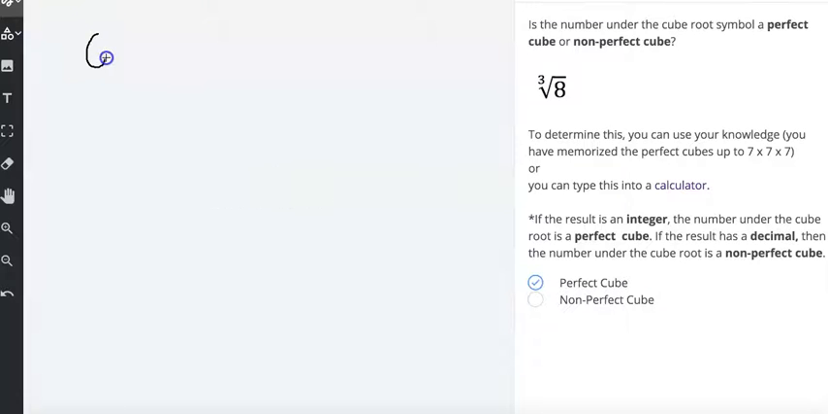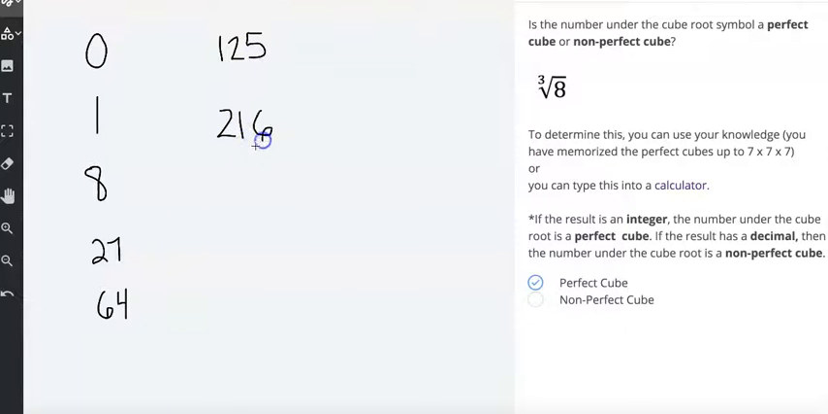So 0 times 0 times 0 is 0, 1 times 1 times 1 is 1, 2 times 2 times 2 is 8, or you could say 2 cubed is 8, 3 cubed is 27, 4 cubed is 64, 5 cubed, or 5 times 5 times 5 is 125, 6 cubed is 216, 7 cubed, or 7 times 7 times 7 is 343. I think I even taught you that 8 times 8 times 8 is 512. You really have to just go up to 7 times 7 times 7. That's what the standard says that you have to know up to, have it memorized.